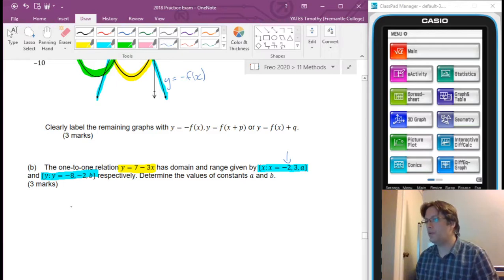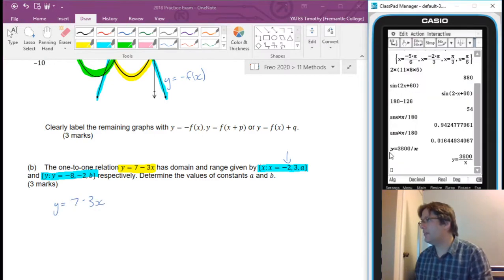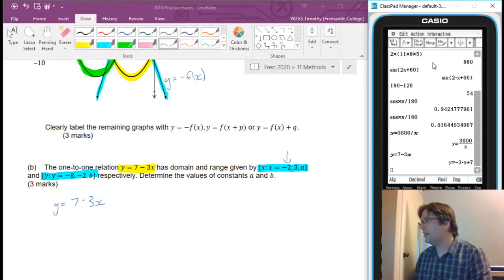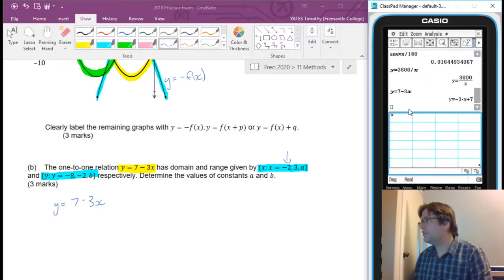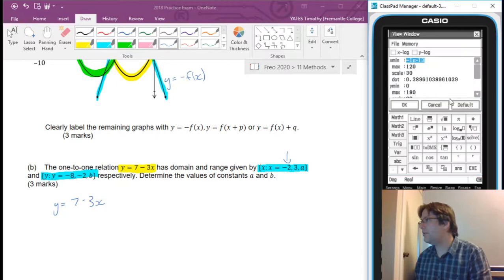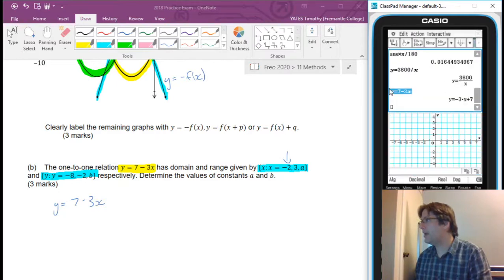Fortunately, we've got a nice little equation, y equals 7 take 3x. In fact, let's make this even easier, because we can use our calculator for this. y equals 7 take 3x. Now this is only going to be defined at 3 individual points, but let's have a look at what that might look like. And I graph that here.